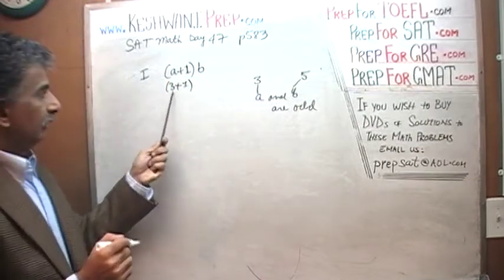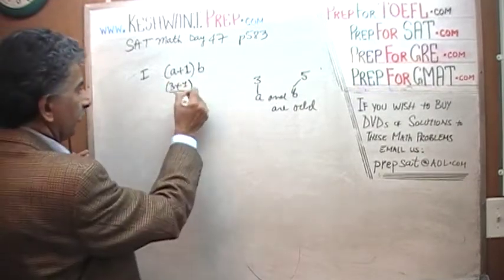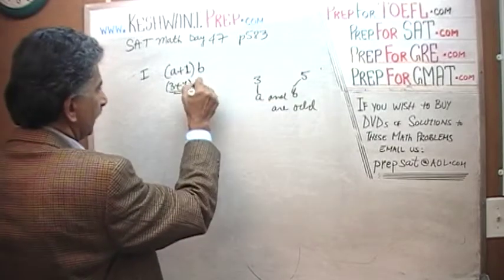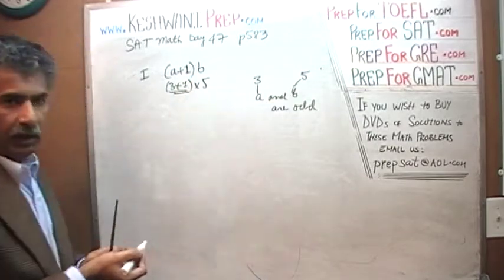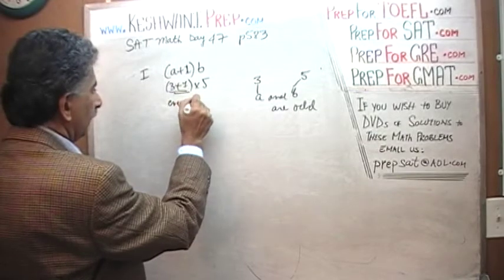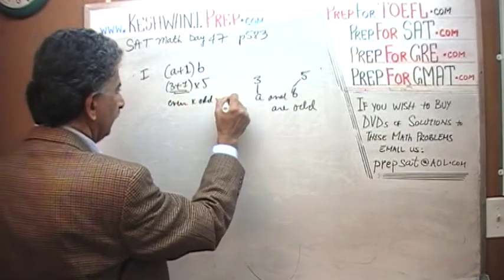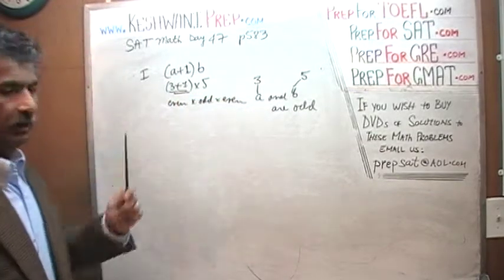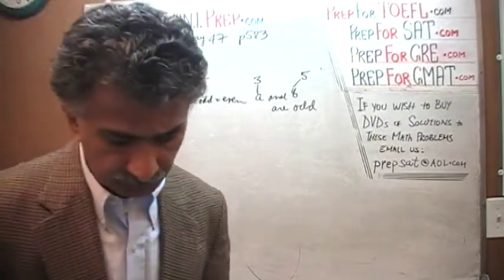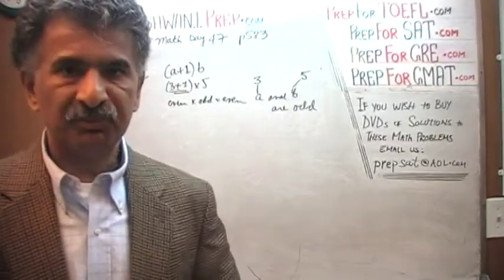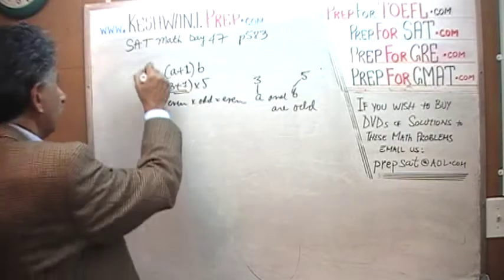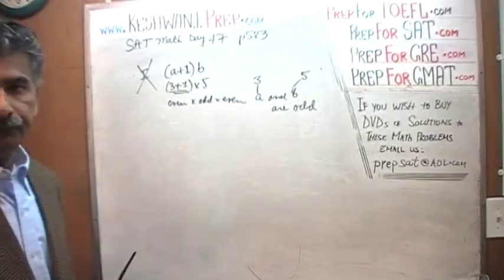And of course, if this is even, and this one is odd, which it is, even times odd is going to be even. 4 times 5 is 20, which is even. And the question is saying which of the following must be odd. Well, it's definitely not statement 1. It turned out to be even.